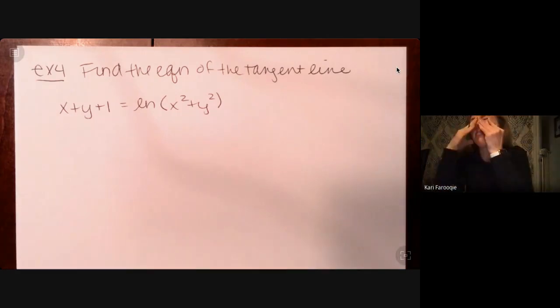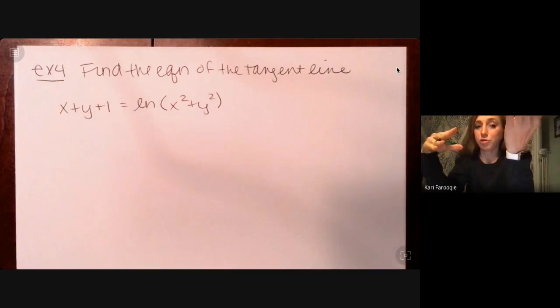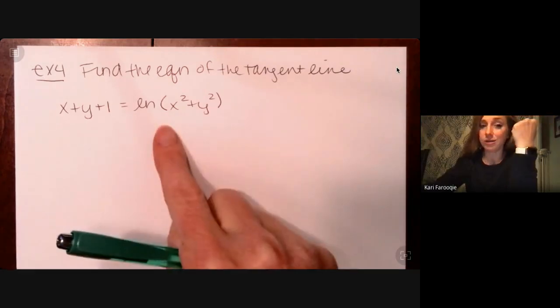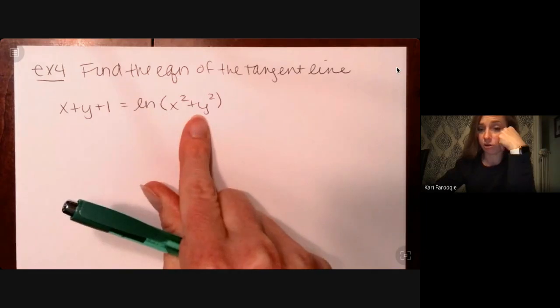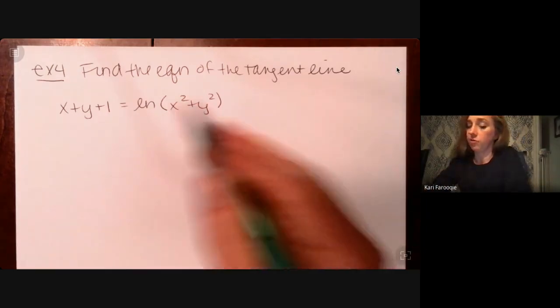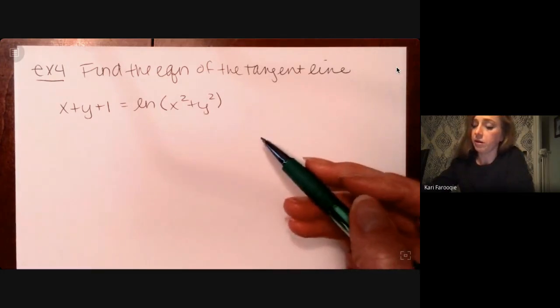Now, the last time we had a natural log in an implicit problem, we had a product inside the natural log, and that worked out really nicely for us because we were able to split it up into the sum of two logarithms. We actually can't do that here. Remember, you cannot rewrite this as natural log x squared plus natural log y squared. There's no property that allows you to do that. So we're going to have to just go straight chain rule here.